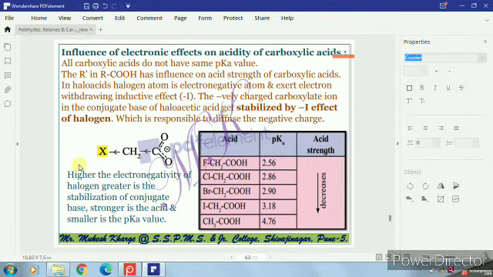So the R group, the alkyl group attached to the COOH group, has influence on the acidic strength of carboxylic acid. If we consider the halo acids, the halogen atom is electronegative in nature. Fluorine is the most electronegative element in the periodic table, then chlorine, bromine, iodine, and they exert an electron withdrawing inductive effect because these are electronegative atoms, and they show the minus I effect.